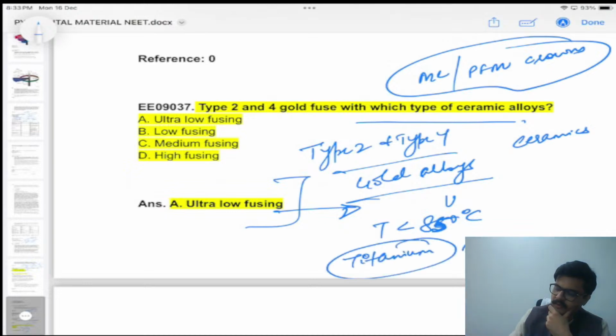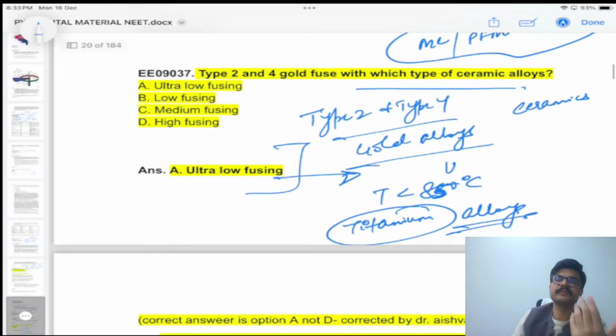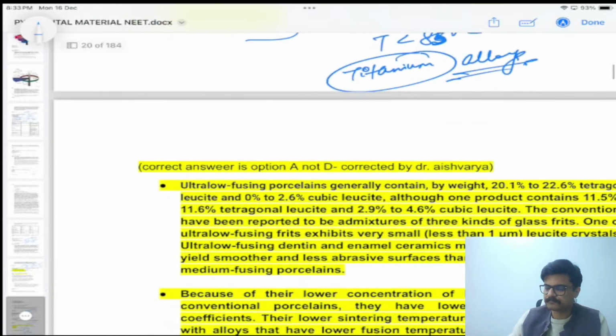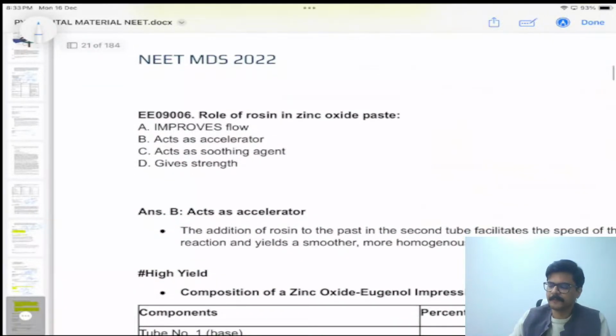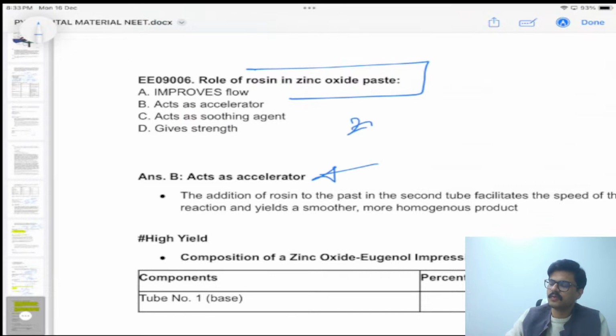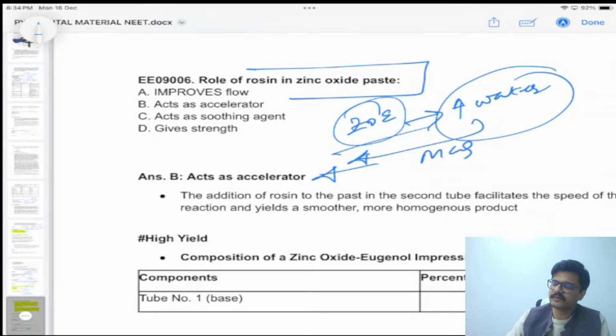If you're using titanium alloy, although its melting temperature is very high, that is 1668 degrees Celsius, you don't want your titanium to be subjected to a temperature greater than 850 or 882 degrees Celsius. Why? Because very accelerated oxidation of titanium takes place. It makes it a bit brittle, and it's not good for titanium, right? So it won't melt, but its properties will change. Again, straight from Phillips, zinc oxide paste, rolled rosin is an accelerator. What else? In zinc oxide eugenol, if you increase the water content, that is also an accelerator. So that's another MCQ. Keep that in mind, right?